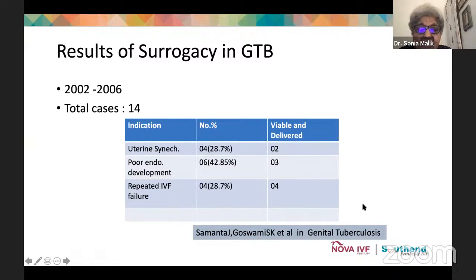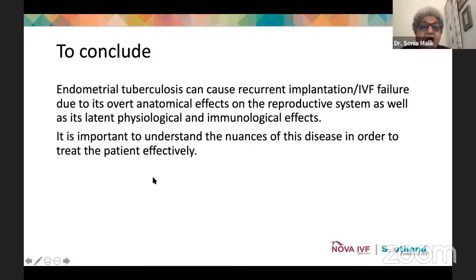So basically, to conclude, endometrial tuberculosis can cause recurrent implantation failure in IVF due to its overt anatomical effects on the reproductive system and its latent physiological and immunological effects. So it is important to understand the nuances of this disease in order to treat these patients well.